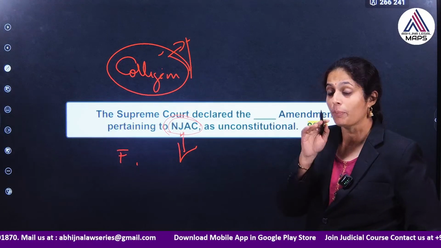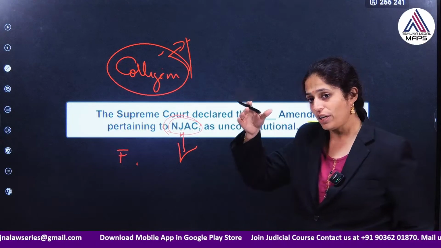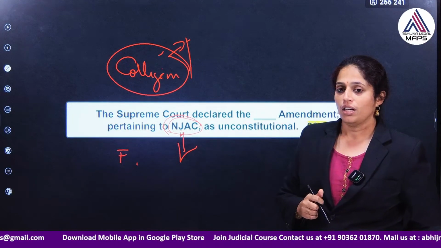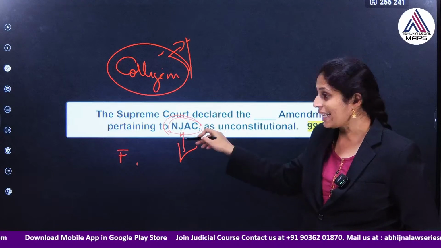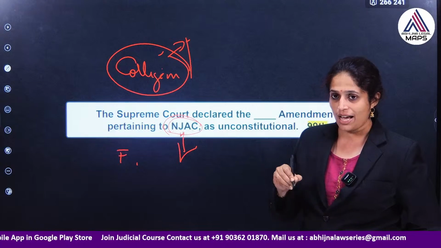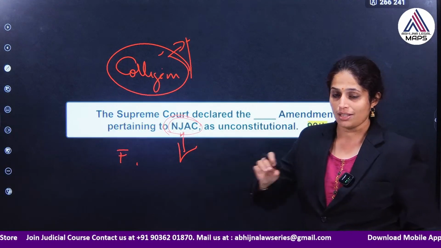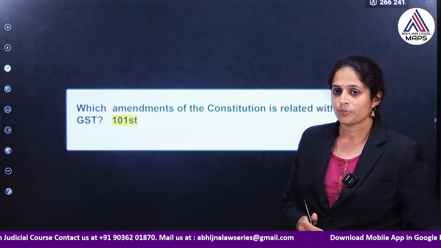Even in the Bare Acts, if you find the Constitution, Part 5, Article 124 and all, you may find some of the provisions regarding NJAC, but in the footnote you can see that the provision has been held to be unconstitutional by the Supreme Court in such and such case. That footnote you can find.